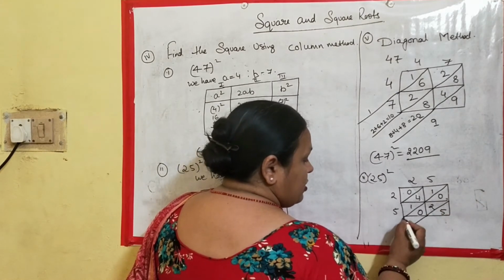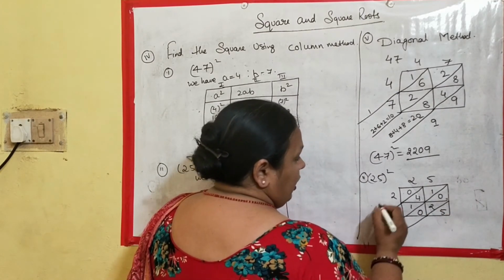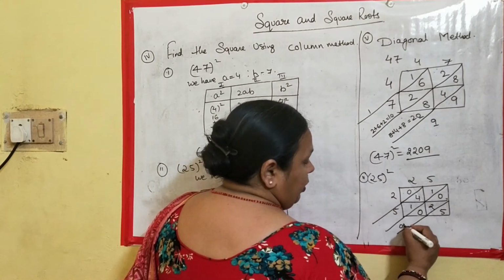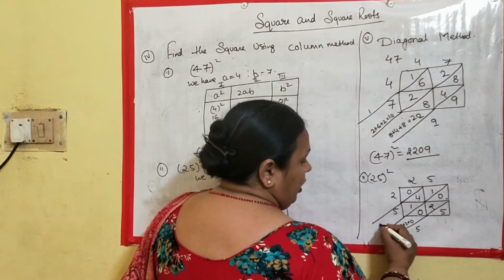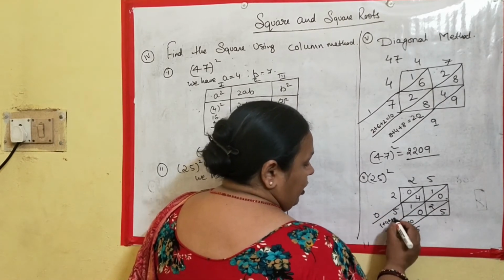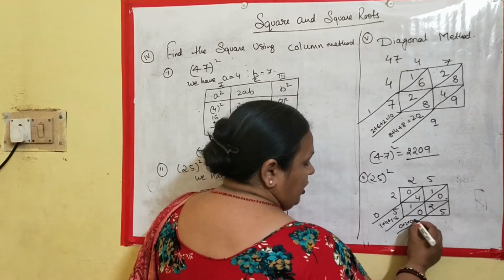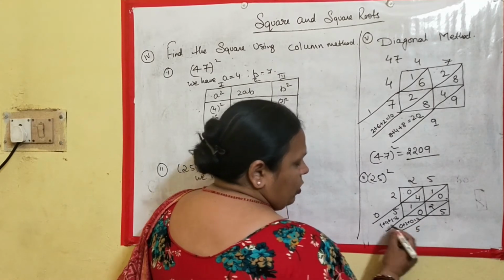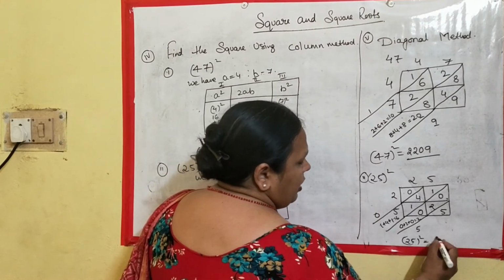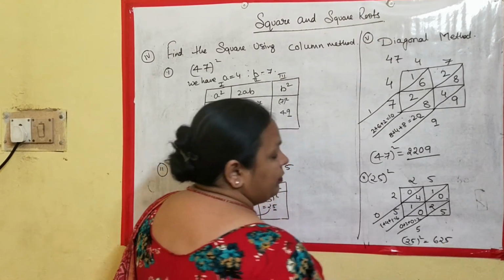Now when you extend this, here it is having 5. Then 0 plus 2 plus 0. Here it is 1 plus 4 plus 1. Above again 0. So this becomes 6. Here it is 2 and 5. So all are having one digit number. Very easy to find. 25 square is 625.